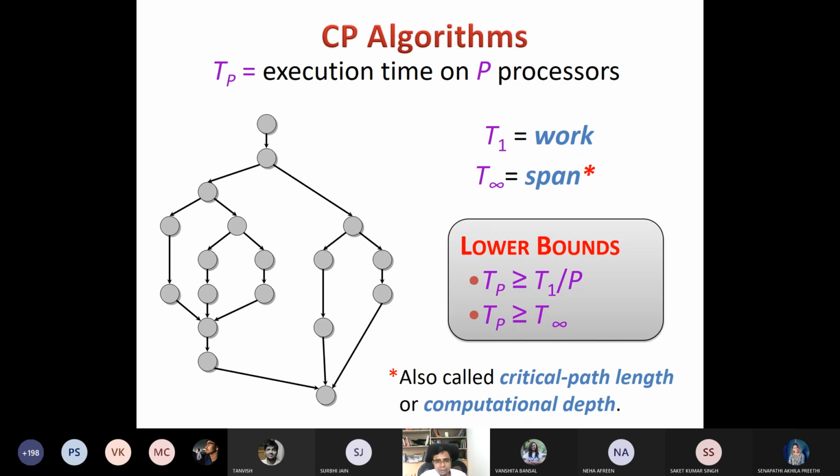And if you have more processors, can I say that TP, the time on P processors, is always greater than or equal to the total work divided by P? P means the number of processors. Can I say this? TP is always greater than or equal to T1 by P.